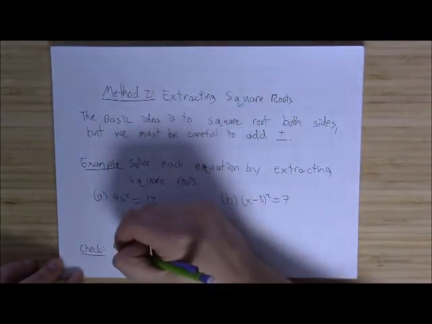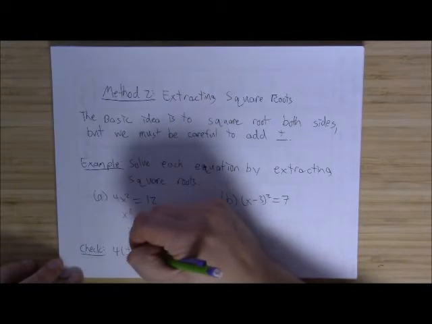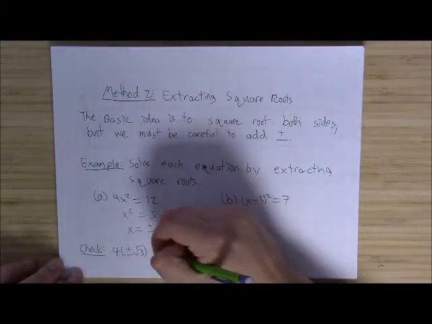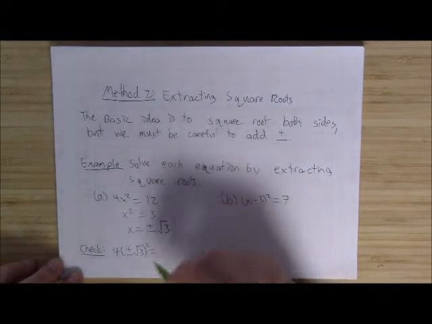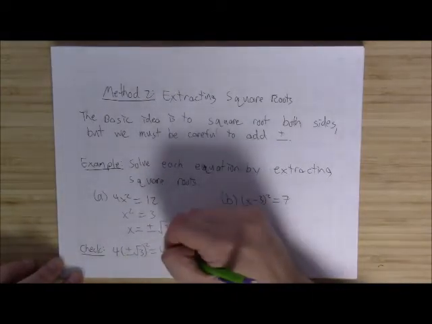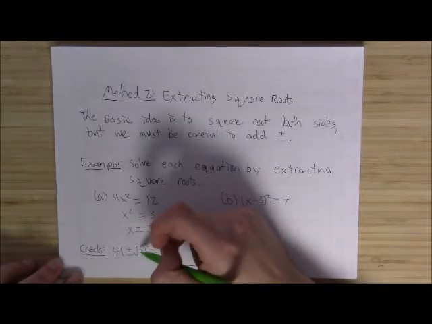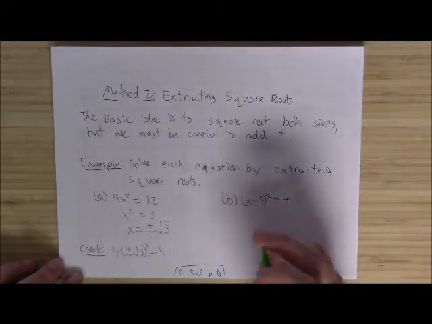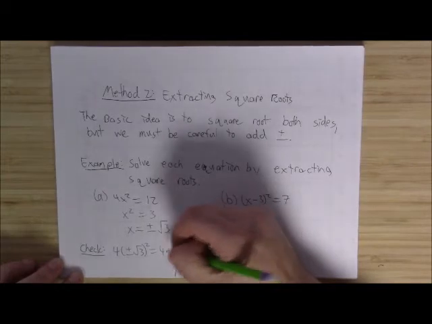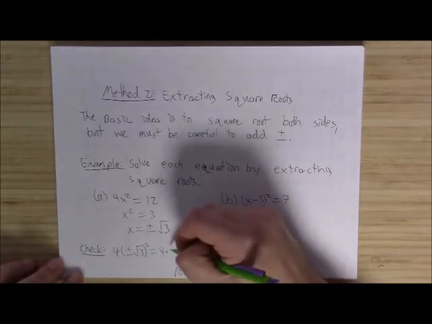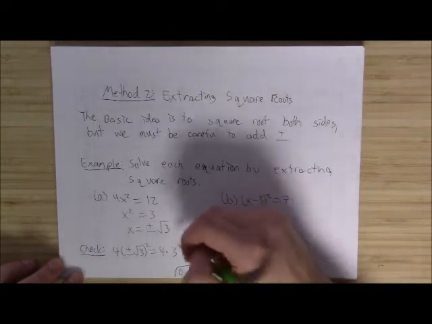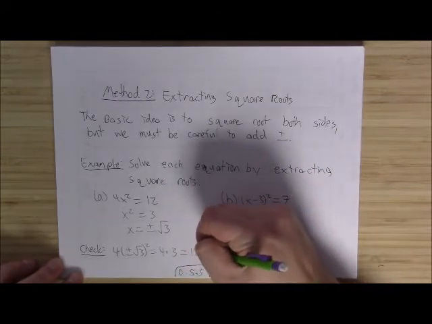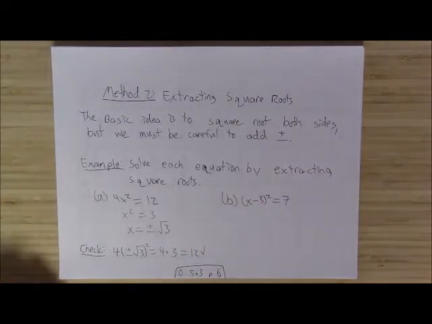Checking this, we have 4 times plus or minus square root 3 squared. If I do square root of 3 times square root of 3, or negative square root of 3 times negative square root of 3, I end up with square root of 3 quantity squared, which is 3, and 4 times 3 is 12. So that is correct.